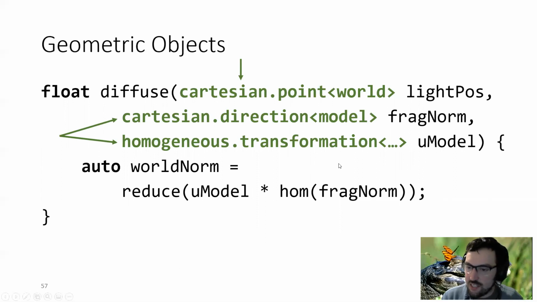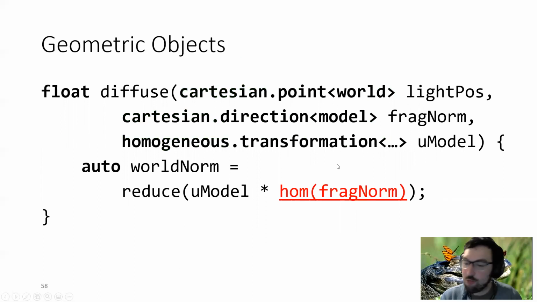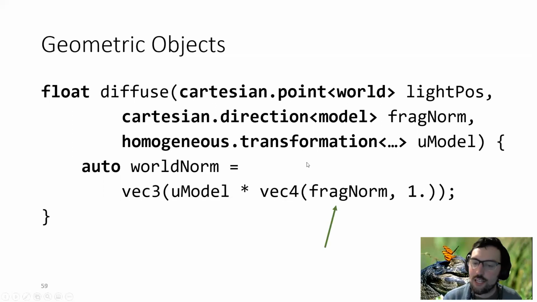To update this in GLSL, going back, first of all, this actually produces an error since we're applying homogeneous to fragment normal. And fragment normal is a direction. Hom cannot be applied to directions. The reason for that is in GLSL, what we needed to do to fix this bug is take this code, vec3 of UModel times vec4 of fragment normal, comma 1, and replace that 1 with a 0. This is very unintuitive and somewhat magical that this is what fixes the issue.